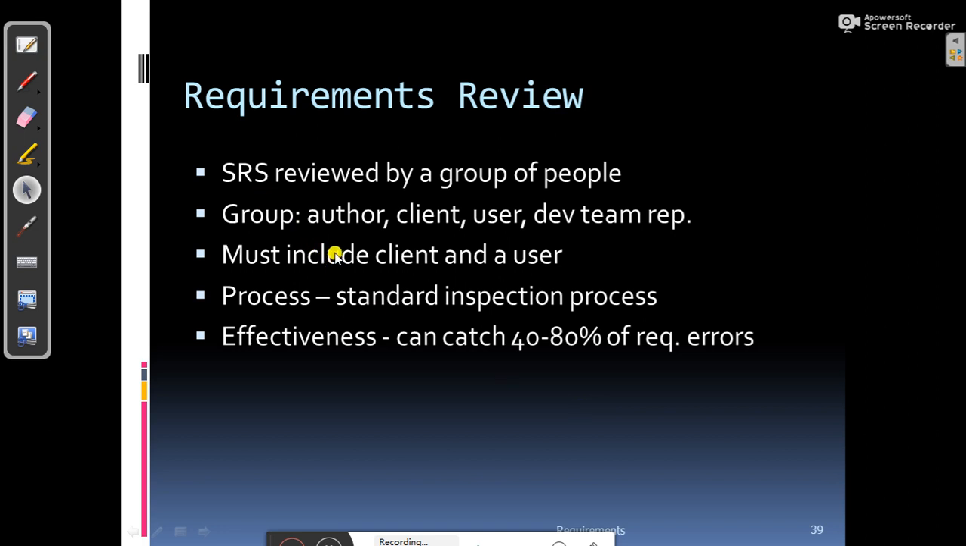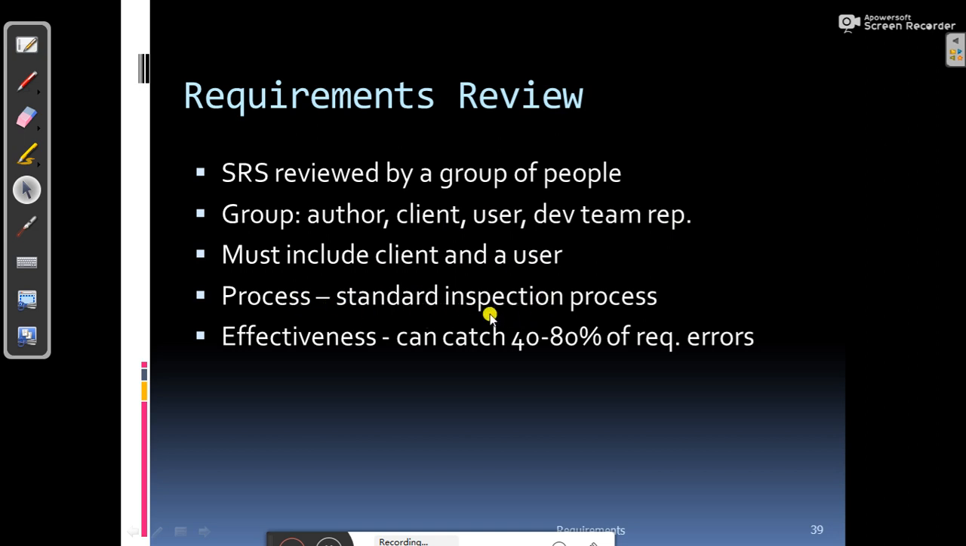So requirements review: we need to review the requirements. The SRS document needs to be reviewed by a group of people. That group should contain the author, client, user, developing team, etc. Obviously, you must include the client and user.